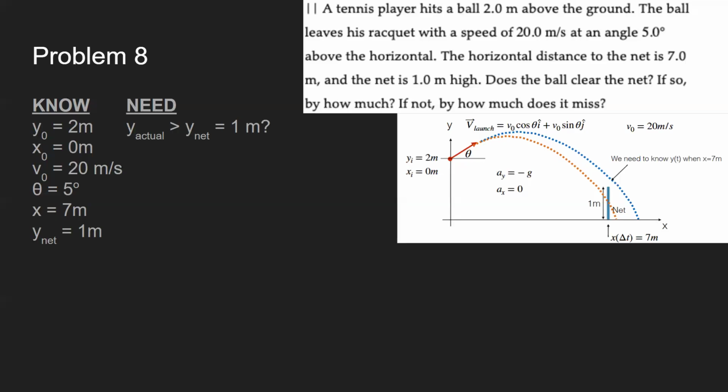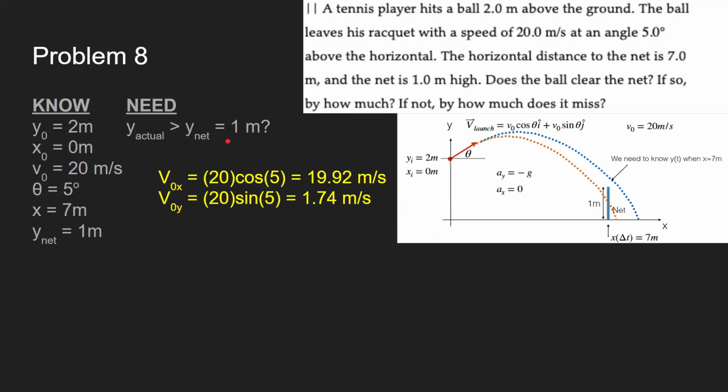It's obviously 5 degrees only, but you can use trigonometry to find the components, as we know. The angle is 5 degrees. Final X position is 7 meters. The final Y position is what we need to know, where the net is 1 meter, and we just need to know what the final Y position is, and is it higher than 1? That's what we're trying to do. So as you can see, that's what we need to find.